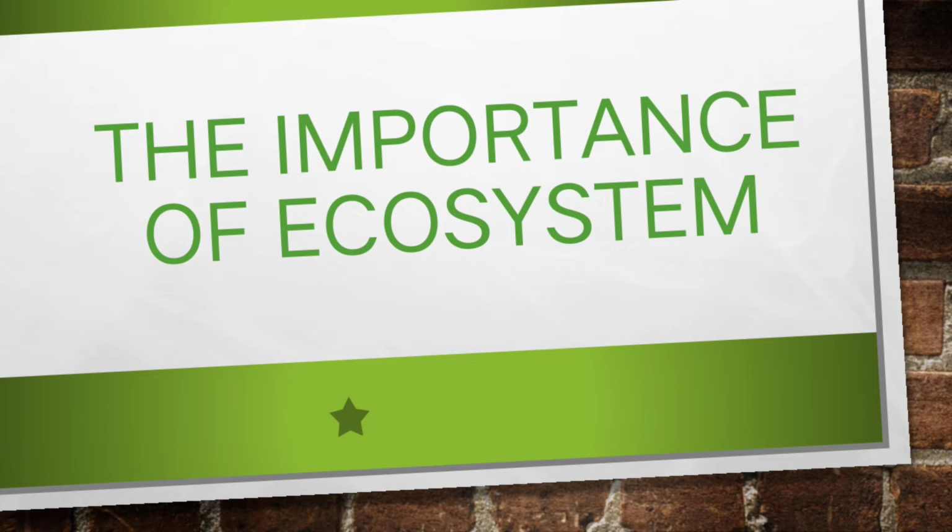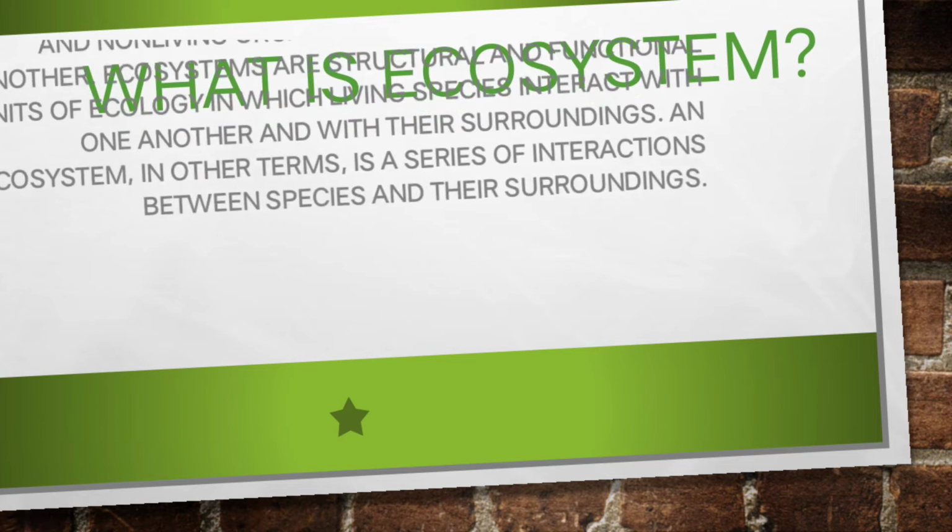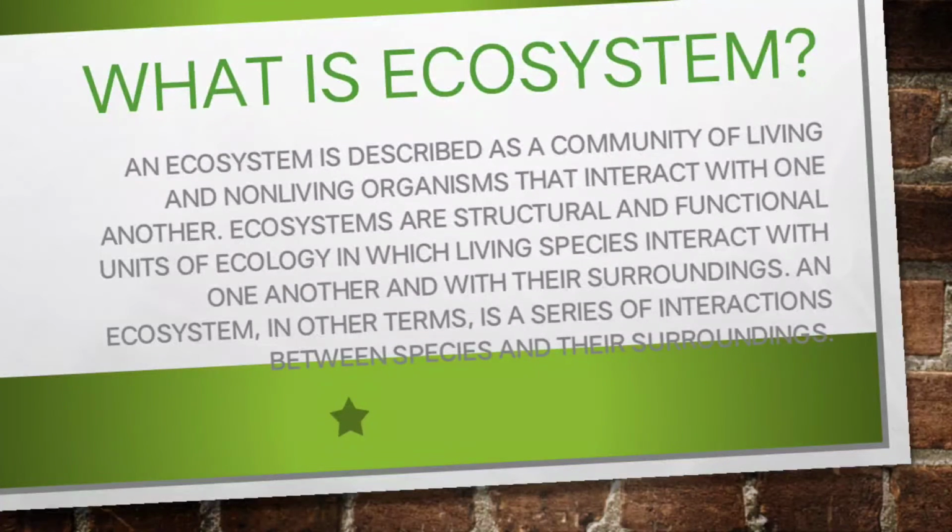Today, we discuss the importance of ecosystem. So first, what is ecosystem? An ecosystem is described as a community of living and non-living organisms that interact with one another. Ecosystems are structural and functional units of ecology in which living species interact with one another and with their surroundings. An ecosystem, in other terms, is a series of interactions between species and their surroundings.